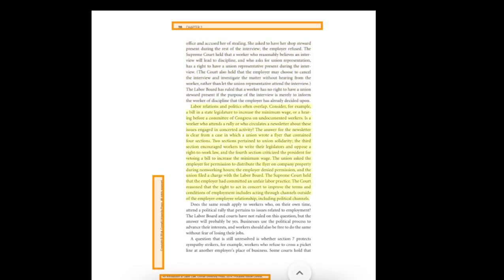Labor relations and politics often overlap. Consider, for example, a bill in a state legislature to increase the minimum wage, or a hearing before a committee of Congress on undocumented workers. Is a worker who attends a rally or who circulates a newsletter about these issues engaged in concerted activity? The answer for the newsletter is clear from a case in which a union wrote a flyer that contained 4 sections. 2 sections pertained to union solidarity. The 3rd section encouraged workers to write their legislators and oppose a right-to-work law, and the 4th section criticized the president for vetoing a bill to increase the minimum wage.